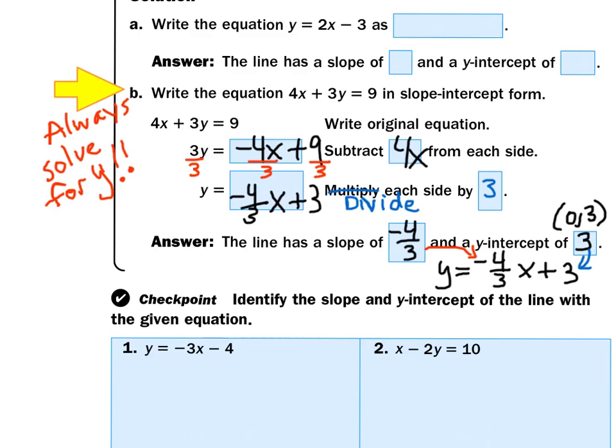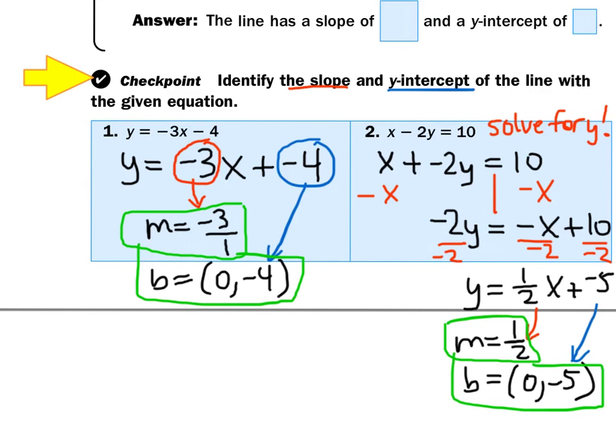And so we can see the slope. The slope is the number in front of the x, so slope is negative 4 over 3. And the y-intercept is the number that's being added. It's 3, so we would write it as a point, 0, 3. Okay, take a look at the checkpoint. They just want us to identify the slope and the y-intercept.